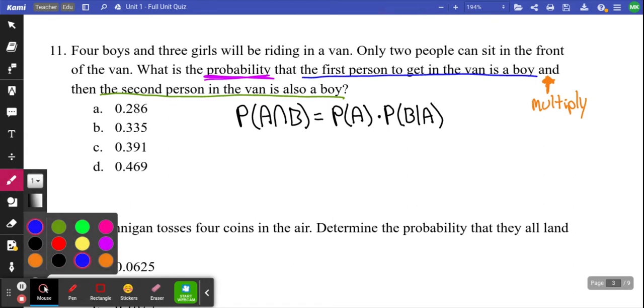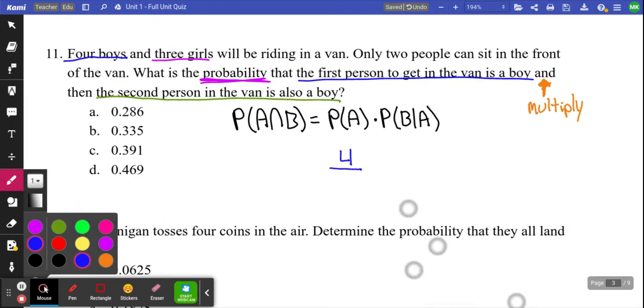Okay, so what's the probability the first person is a boy? Well, there's 4 boys. So there's 4 things I want, divided by, there's 3 girls. So that means the possible number of people who get in the van would be 7. Right? 4 plus 3 equals 7 total people. So the probability that the first person is a boy would be 4 over 7.